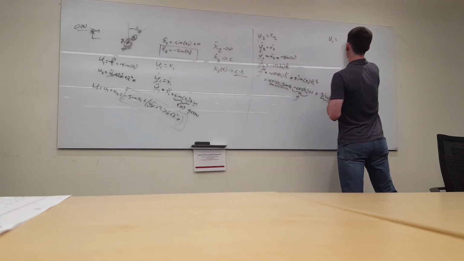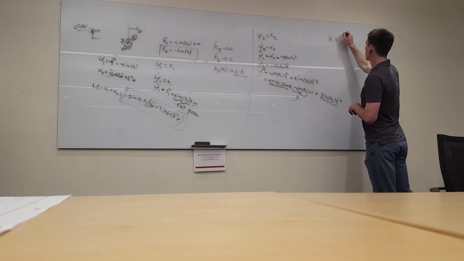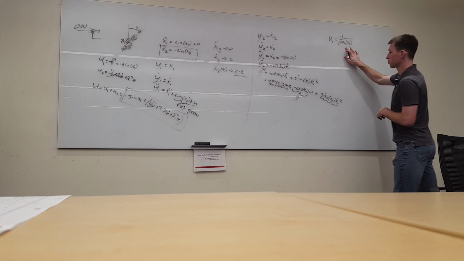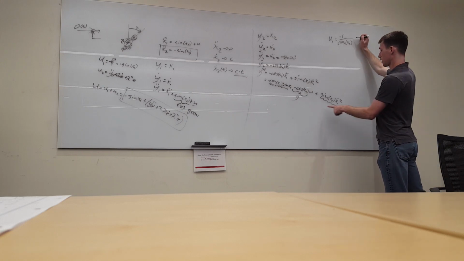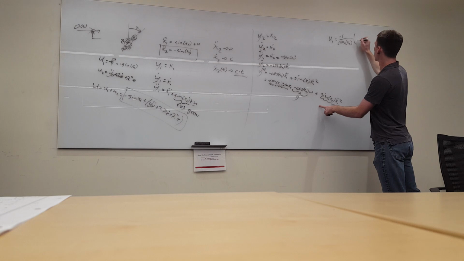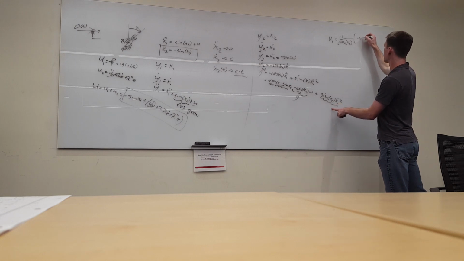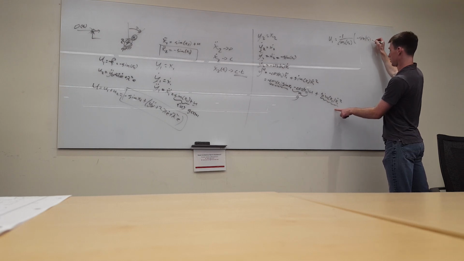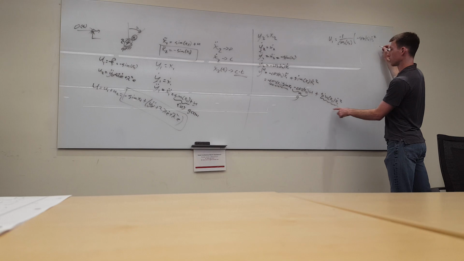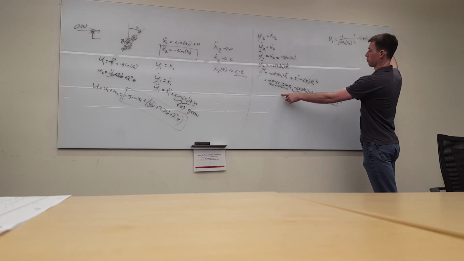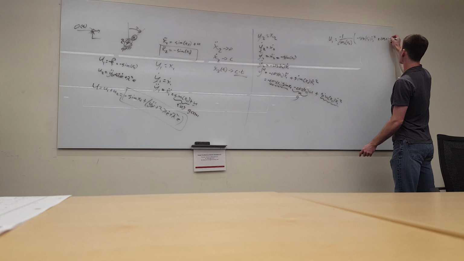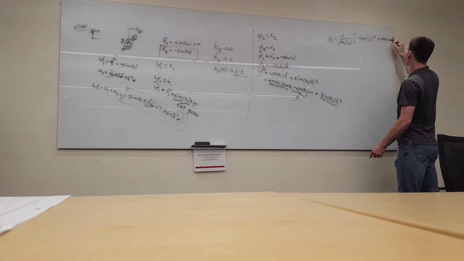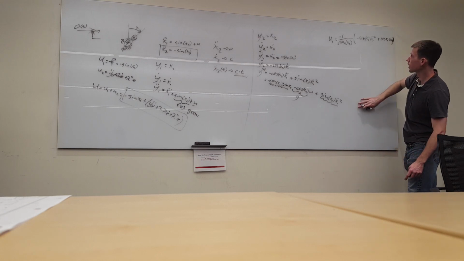So u1 is going to be negative 1 over cos x1 times minus sine x1, x1 dot squared, plus cos x1 sine x1. I think I did that all right.